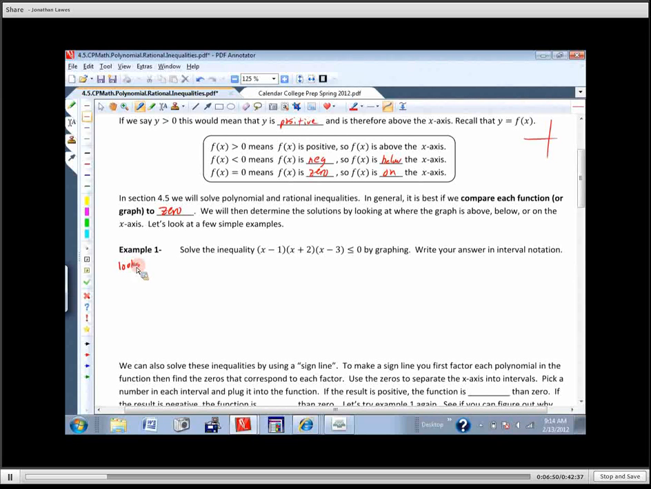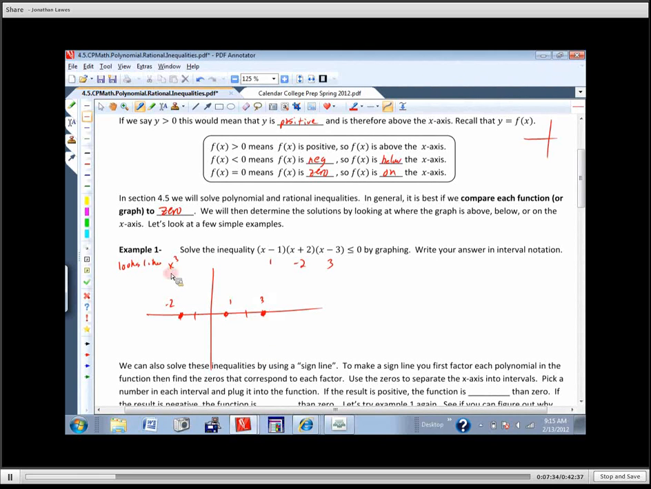It looks like x cubed. All of these have a multiplicity of 1. It's got an x-intercept at 1, -2, and 3. So let's draw a quick sketch. It doesn't have to be perfect. The answer is not the graph. The answer is the information that comes from the graph. So this is going to be 1 right here, -2 right here, and 3 right here. And it crosses at each one of those. So again, that's -2, that's 1, and that's 3.